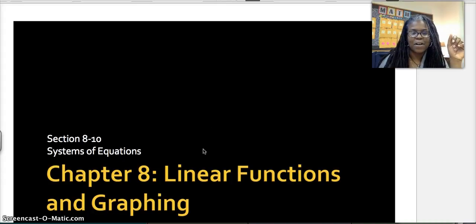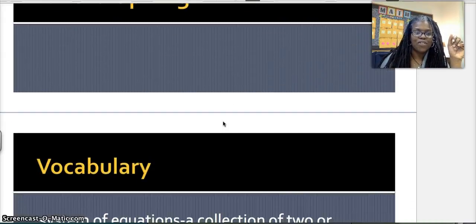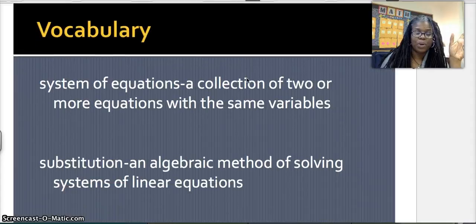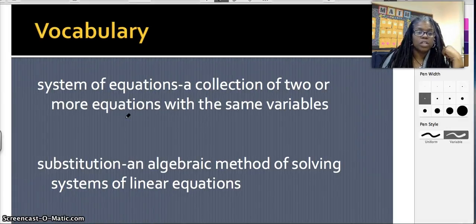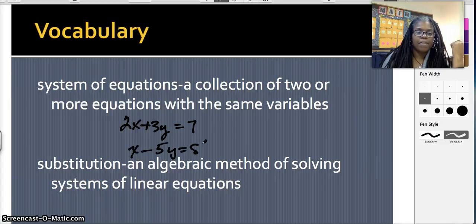Let's just get started. So a couple things we need to start off with is the vocabulary, and the two vocabulary terms we're going to talk about would be systems of equations. And what that is, is a collection of two or more equations where the equations share the same variables. For instance, a system of equations could look like 2x plus 3y equals 7, and then x minus 5y equals 8. Here are two equations. They share the same variables.